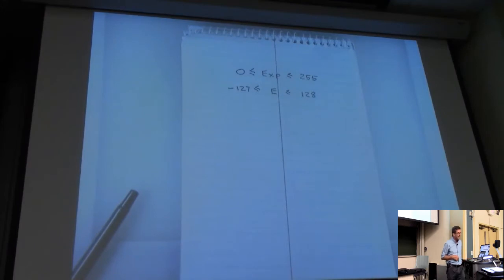Yes, question? Is there a distinct negative infinity apart from positive infinity? There is. They have the exact same bit representation, except the most significant bit for negative infinity is 1, and for positive infinity it's 0. Okay.